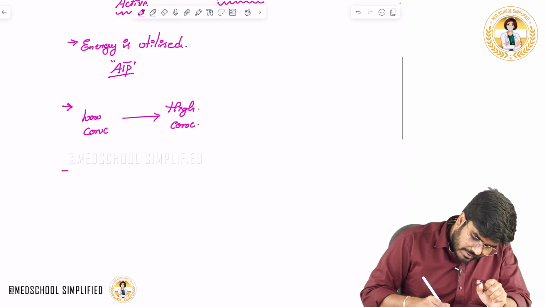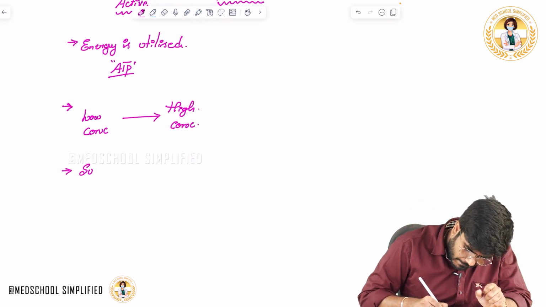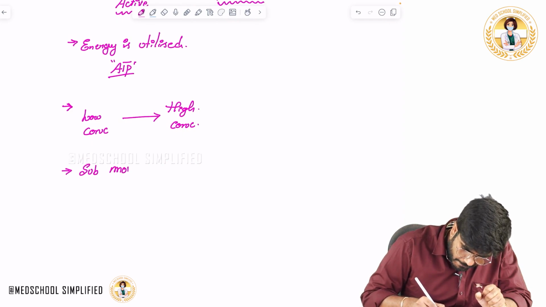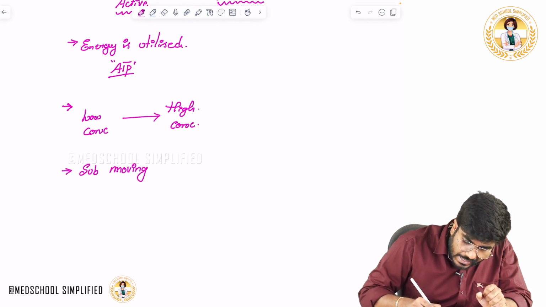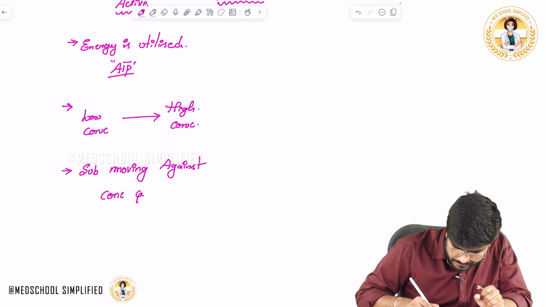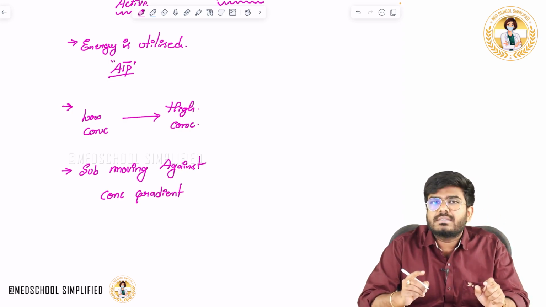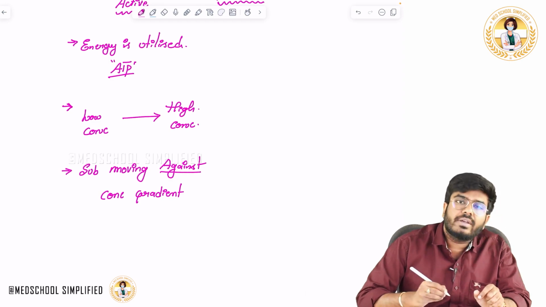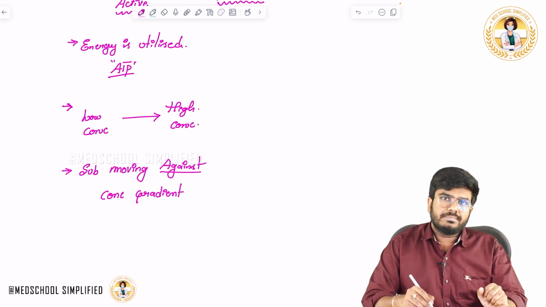So here the substances are moving against the concentration gradient. Here the substance is moving against the concentration gradient. So that's why you have to give the energy.